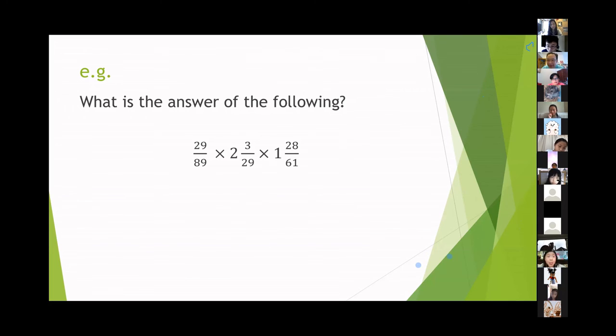Now let me see the chat room. Anyone? This question is really easy, but it just only looks difficult. So you have to pay attention in the calculation. You must do the calculation correctly. Then you can easily find the answer. Yeah, many of you see this. Okay. Now I'll show you the answer 5 seconds later.